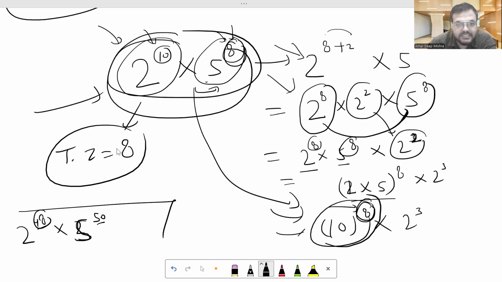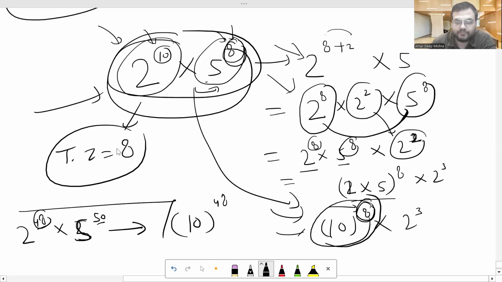So hence in this, you would be getting 10 power 48, the smaller power. Okay, this is something you have to keep in mind. You have no need to solve all these steps and then get this value. You can use your common sense. Whichever power is smaller will be the power of 10 also. Okay, this is the basic understanding.